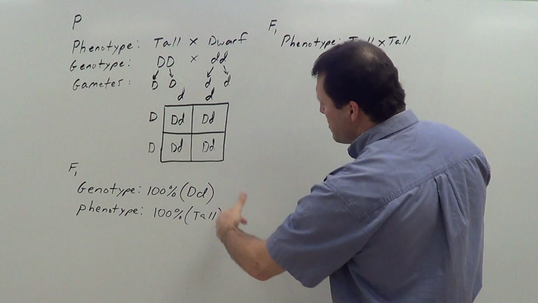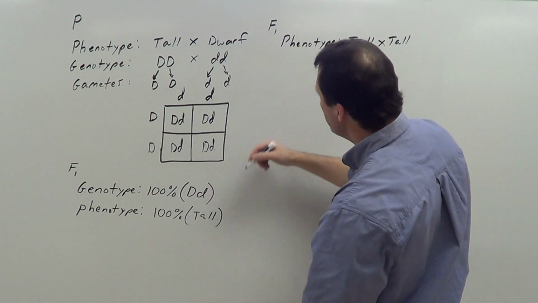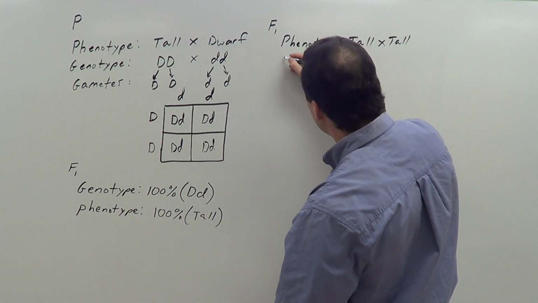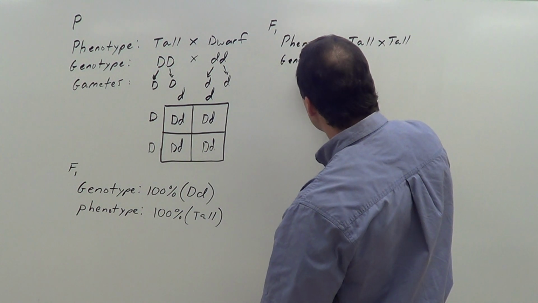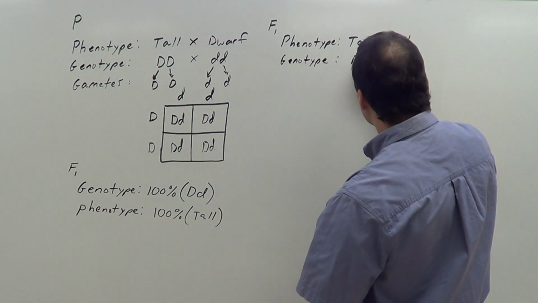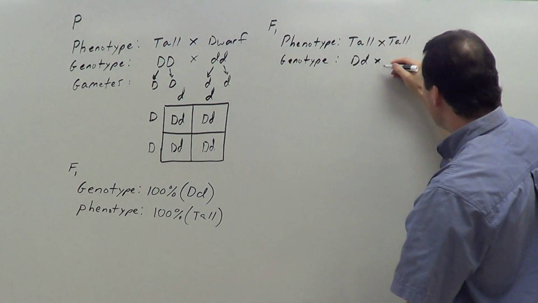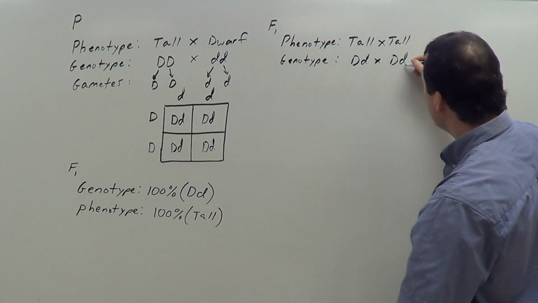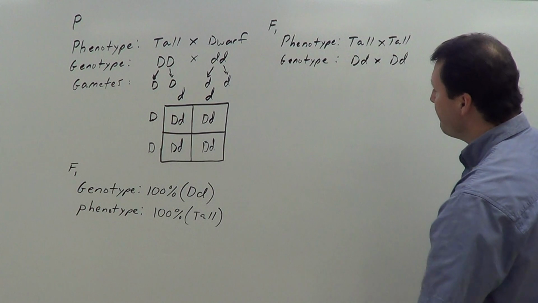Now their genotypes, again, are all going to be the same. They're all going to be heterozygous. So I'm going to write genotype and capital D, lowercase d. Cross that with a capital D, lowercase d.